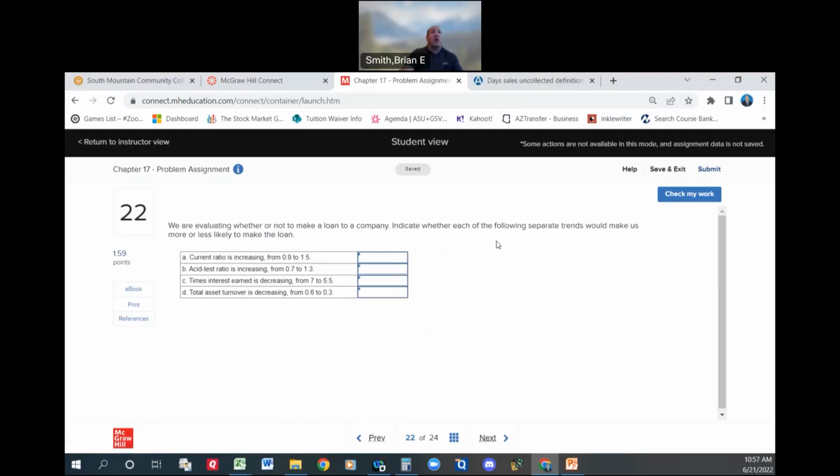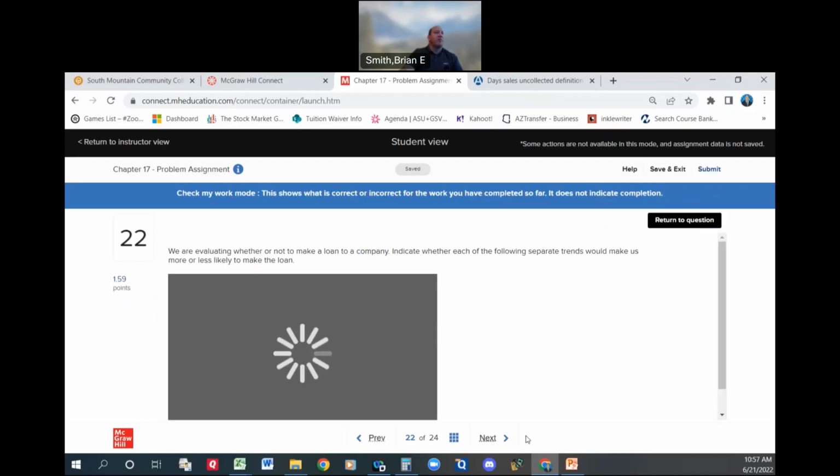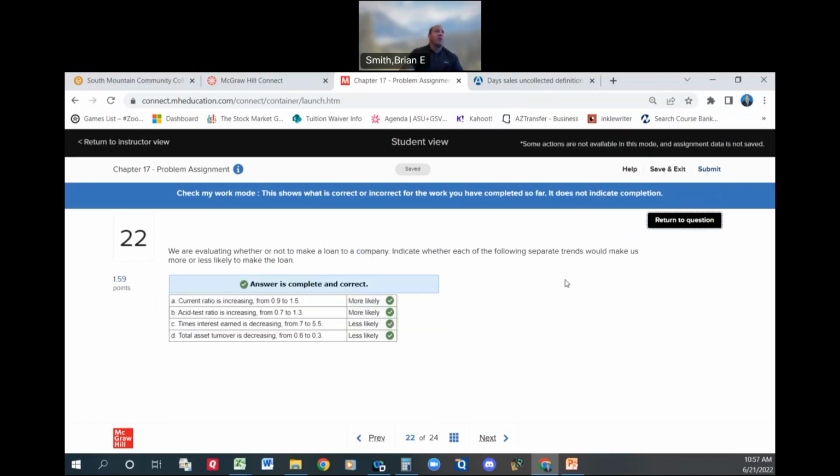Again, this is more or less likely to make the loan. Your current ratio is increasing. I would say that's more likely. Acid test ratio increases from that, more likely. Times interest earned, I would say that's less likely. Total asset turnover is decreasing, less likely. See if I'm right. Yeah, there you go.